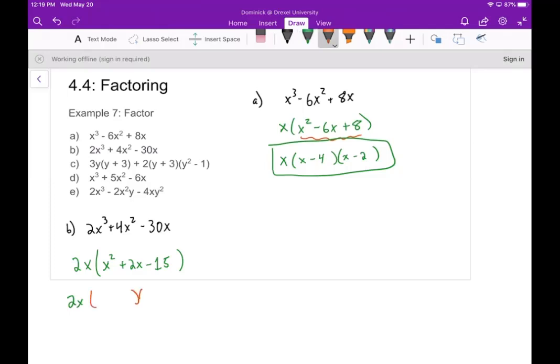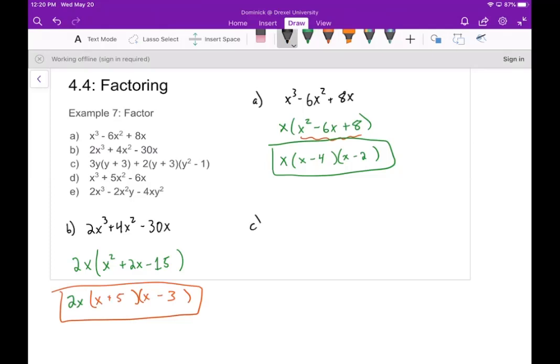And now this part in the parentheses, since my x squared coefficient is 1, is going to look something like this. So now it looks like I can say that this is plus 5 and minus 3, because 5 and minus 3 will give me negative 15, and if I add them, I'll get positive 2.